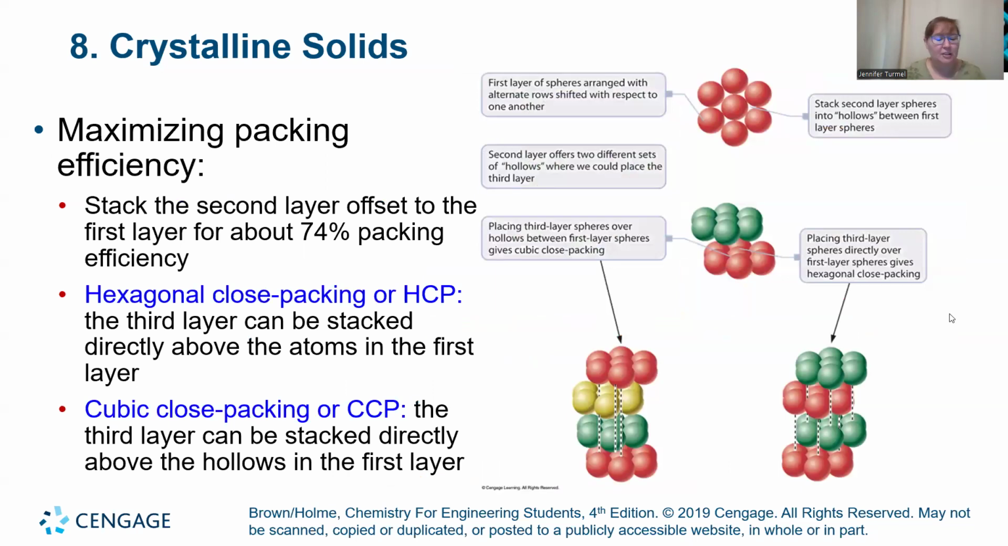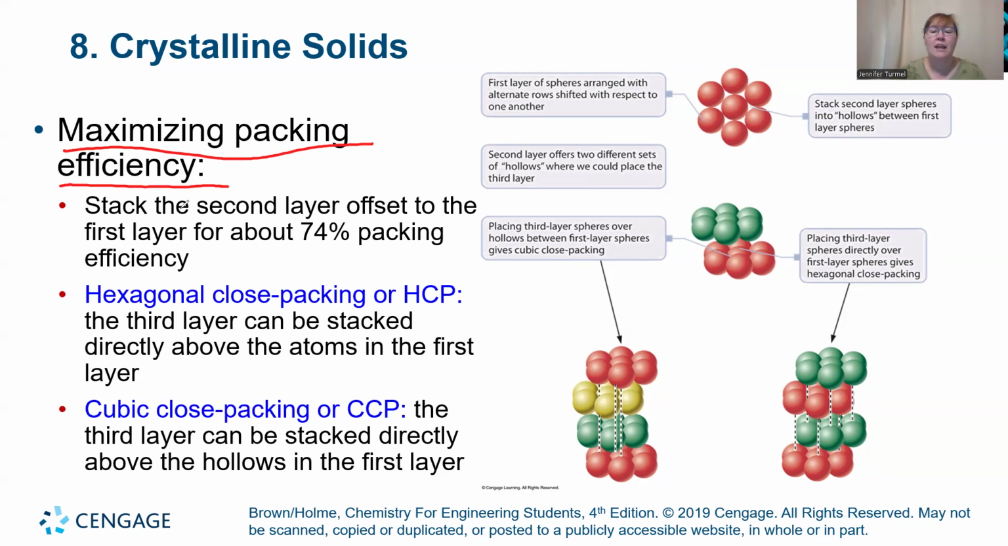Now let's take a look specifically at some more crystalline structures here, some crystalline solids. We're going to be looking at how we can maximize our packing efficiency. Okay, so for maximizing packing efficiency right here, we can see a couple different methods here.